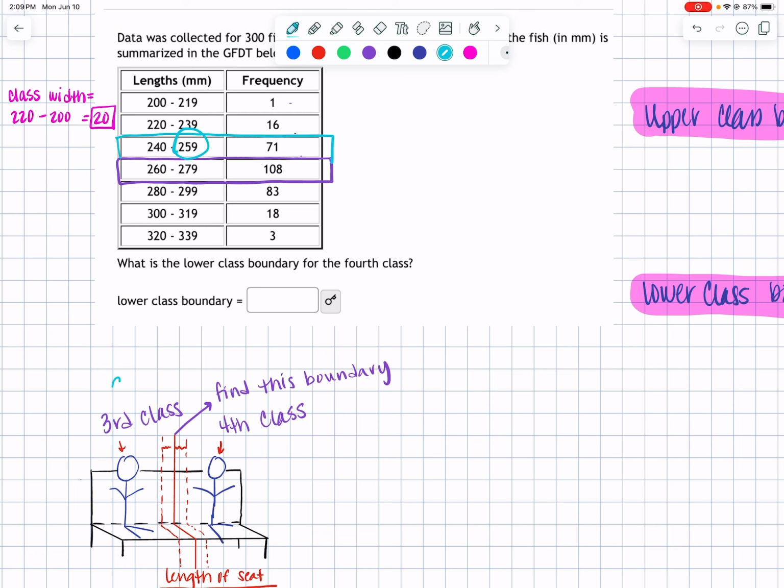My 3rd class was at 259. My 4th class was at 260. I need to find the spot right in the middle of 259 and 260, so I can find that line that you absolutely cannot cross, or your mom's going to hit you with the fly swatter or something. Well, how do I do that? Well, I'm going to find the length of the seat. I'm going to do 260 minus 259.